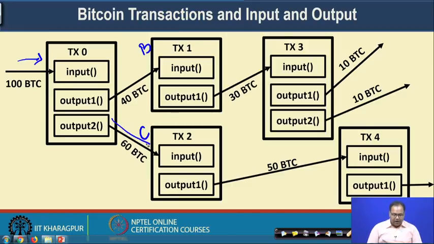say Charlie. Now, once Bob gets these 40 Bitcoins, Bob can spend 30 Bitcoins out of those 40 to some fourth person, say Delta, and the 10 Bitcoins are still with Bob. And Charlie, who had received 60 Bitcoins, out of the 60 Bitcoins can spend 50 Bitcoins in a transaction.